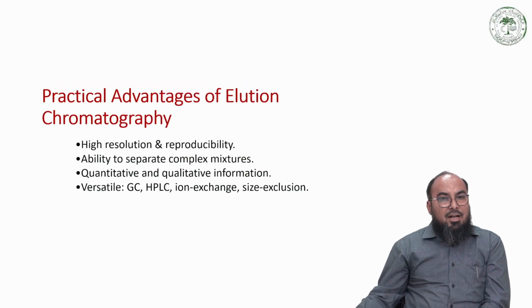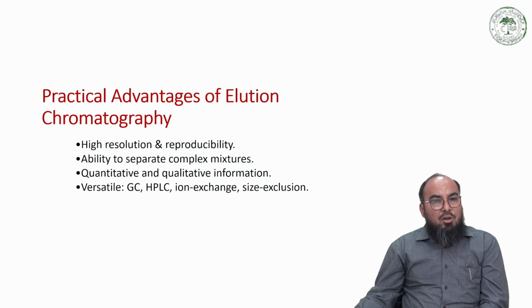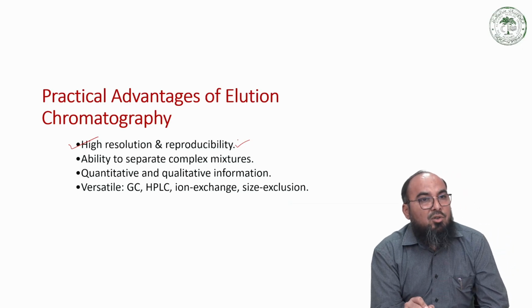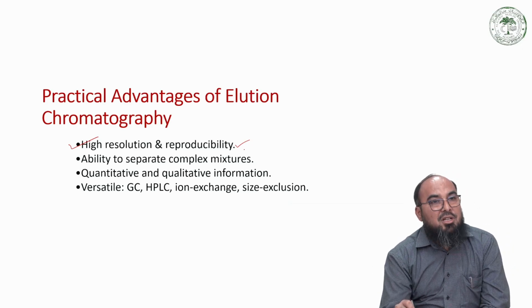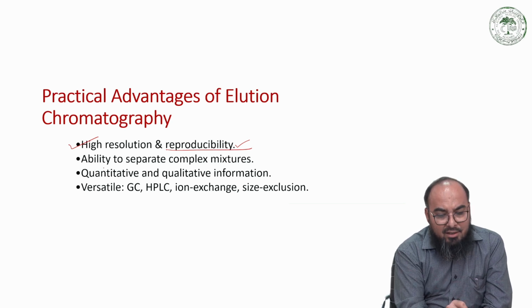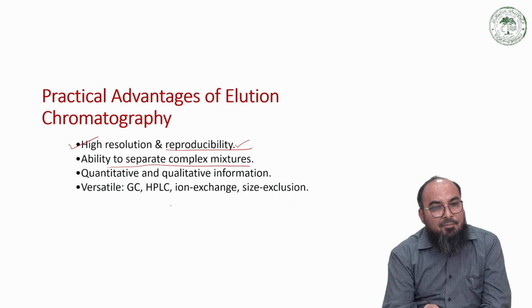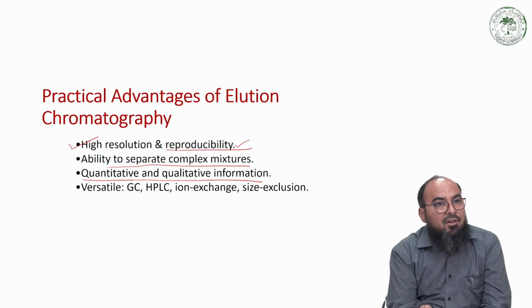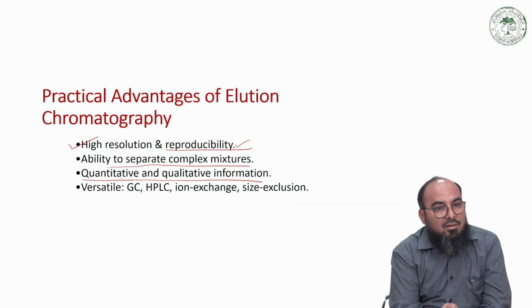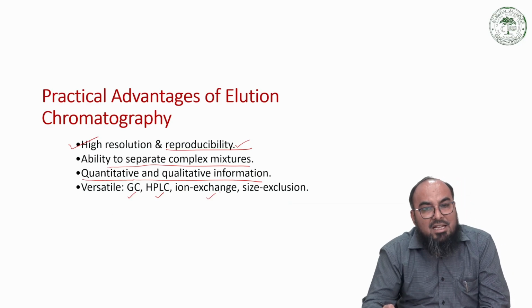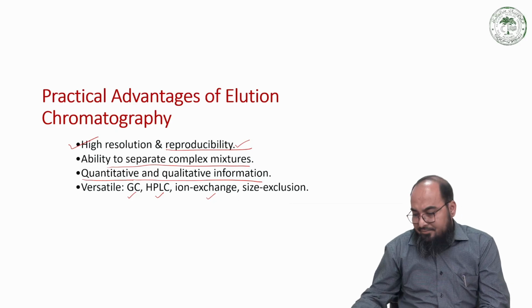So what are the practical advantages of elution chromatography? Elution chromatography gives you a very good resolution, and of course it is reproducible. You can do 5, 10 or 20 separations and you will get the same values each time. So it has very good reproducibility. Now it can separate complex mixtures. Similarly, it gives both qualitative and quantitative information. Qualitative gives you the nature, and quantitative, you can calculate from the area of the peak. Versatility: it can be used in GC, HPLC, ion exchange, as well as size exclusion chromatography.